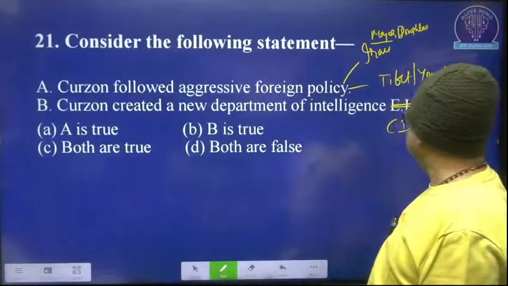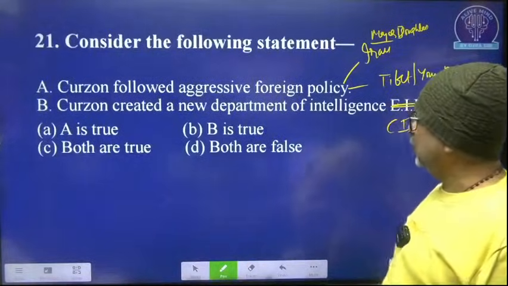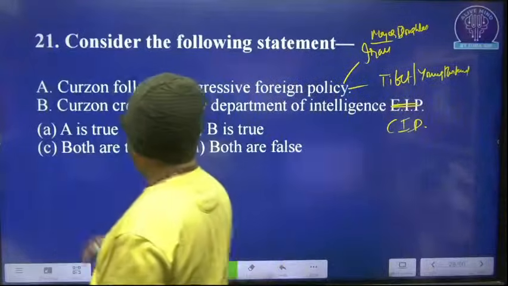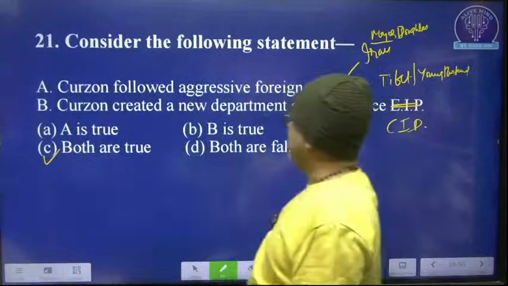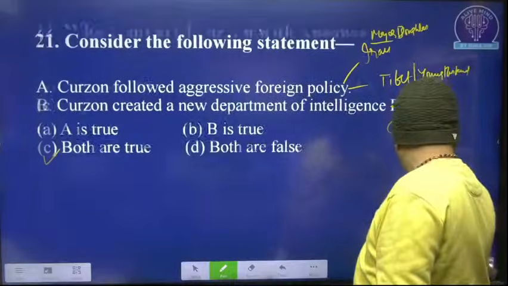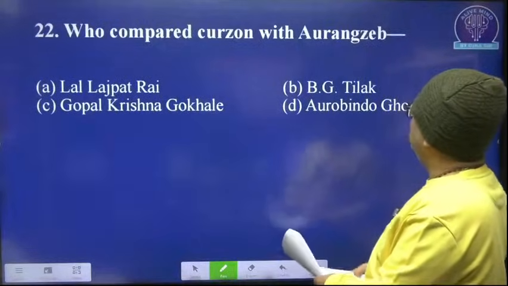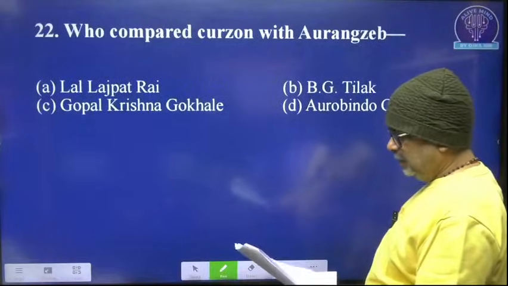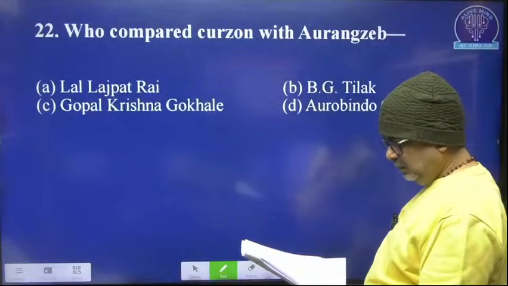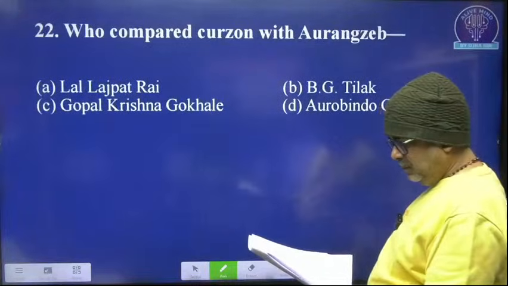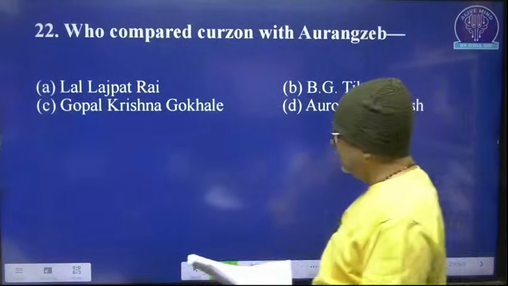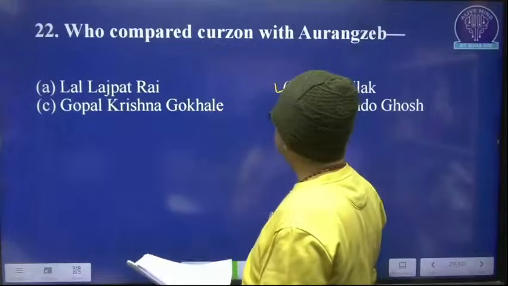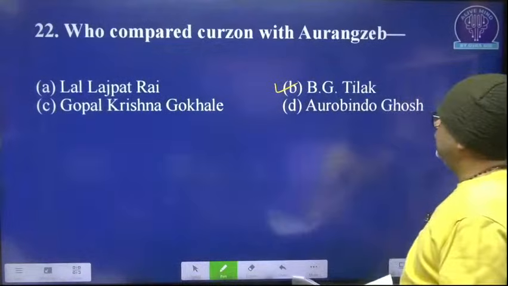So 21, both are true. 21C. Who compared Curzon with Aurangzeb? I think Gopal Krishna Gokhale. Oh, Tilak, Bal Gangadhar Tilak. B. Aurangzeb.